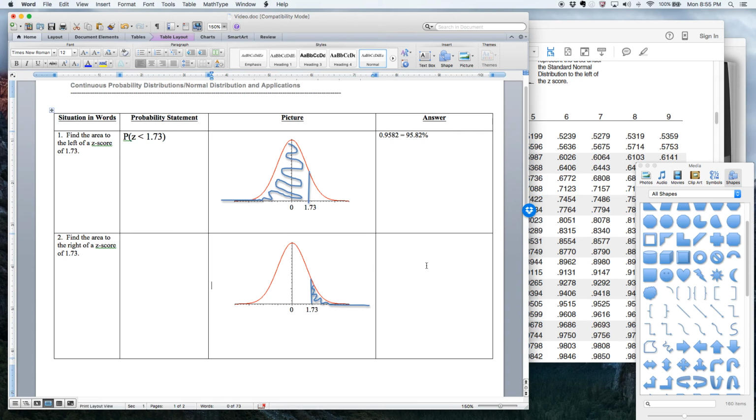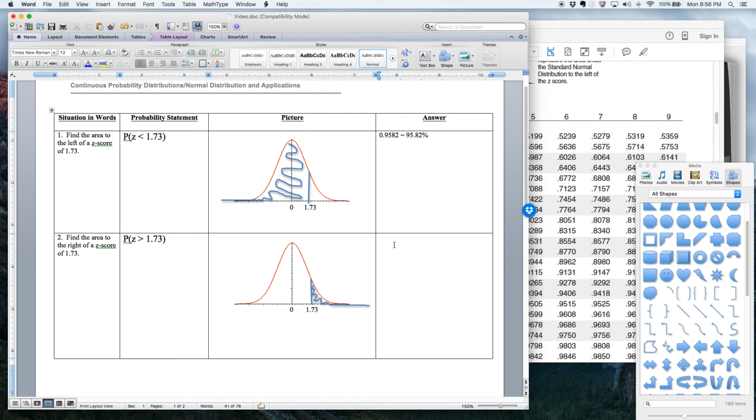Well, we already found the area to the left in the prior question, which is about 0.9582 of the entire one, don't forget. All the area is 1. So this question is just really common sense. As a probability statement, we just copy this one because it's really the same statement. All we have to do is flip the inequality symbol. Instead of saying less than, we'll say greater than. The probability that the z-score is greater than 1.73. Okay, so there it is.